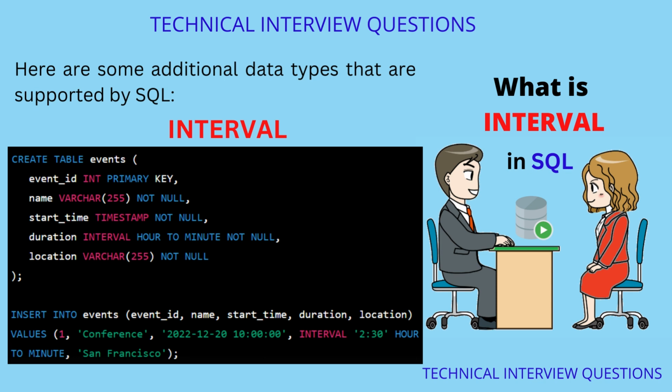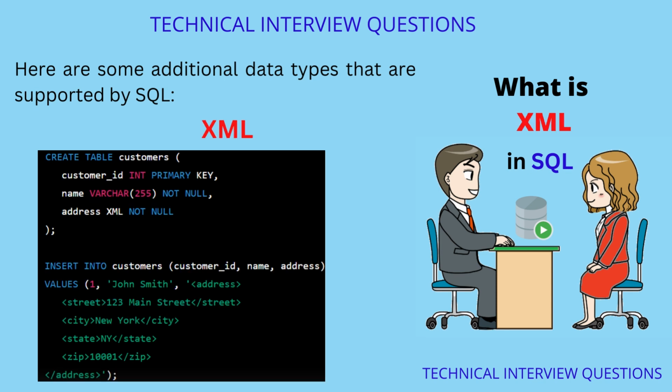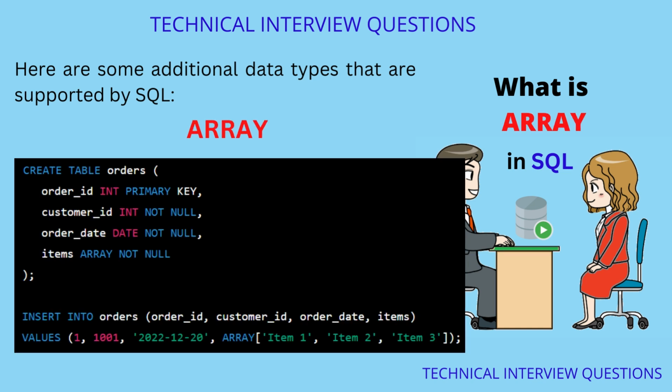XML. This data type is used to store extensible markup language, XML, documents or fragments. Here, the address column is of type XML and stores the customer's address as an XML document. Array. This data type is used to store a collection of values of the same data type. It is similar to a table with a single column. Here, the items column is of type array and stores a list of items that were ordered as an array of values.